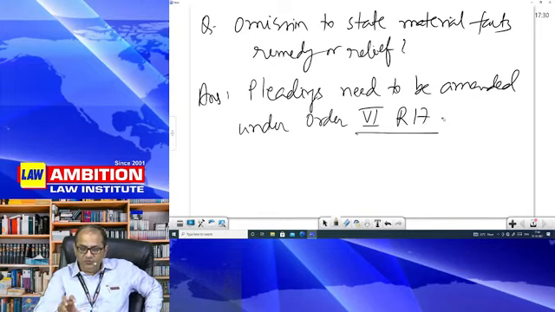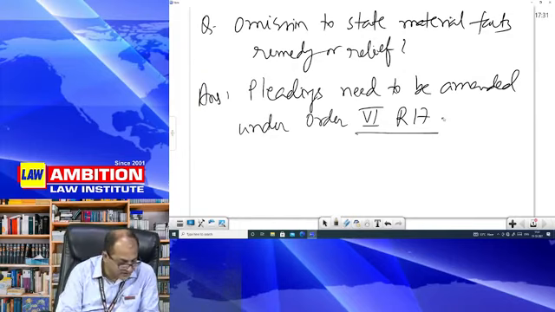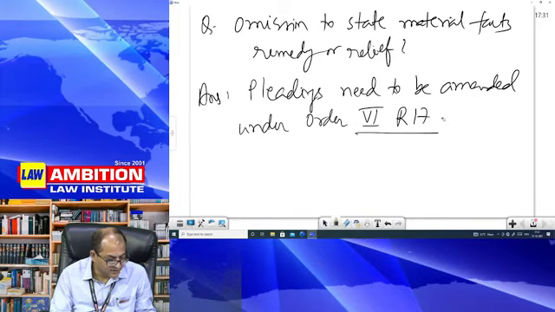So the fact which you plead, only then can you bring evidence to prove that fact. If you have never pleaded the fact, you cannot bring evidence on that fact. So that is another thing which is to be taken care of in writing of the plaint. Amendment of pleading is a separate topic which we will be discussing a little later.